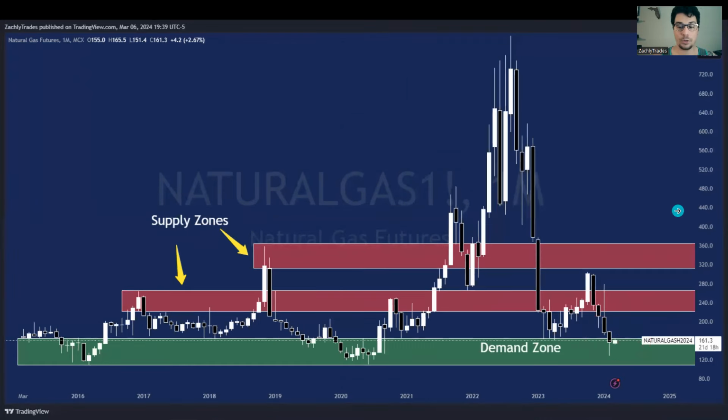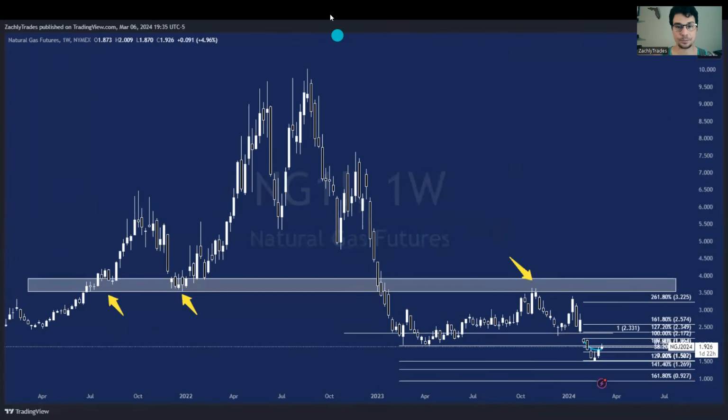Now, when we zoom in and go to a weekly time frame, we did get that nice rally last year, heading in towards the end of the year. We had this trend where we're making higher lows, higher lows, higher lows, higher highs, higher highs, higher highs. And eventually we topped out.